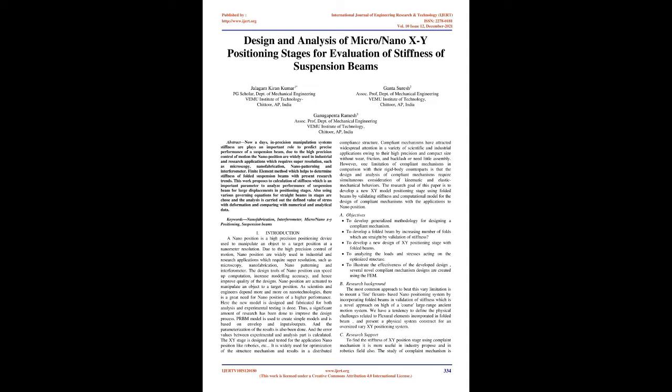Introduction. A nano-positioner is a high-precision positioning device used to manipulate an object to a target position at a nanometer resolution. Due to the high precision control of motion, nano-positioners are widely used in industrial and research applications which require super resolution, such as microscopy, nanofabrication, nano-patterning, and interferometer. The design tools of nano-positioners can speed up computation, increase modeling accuracy, and hence improve quality of the designs. Nano-positioners are actuated to manipulate an object to a target position.